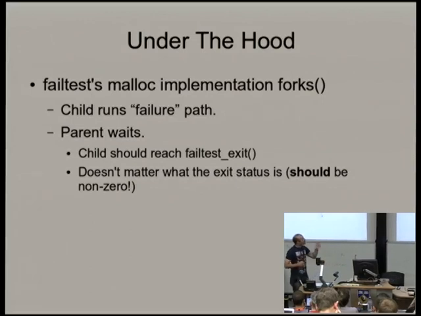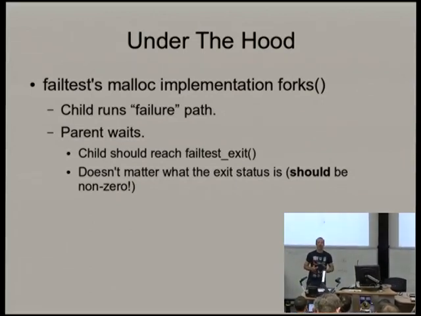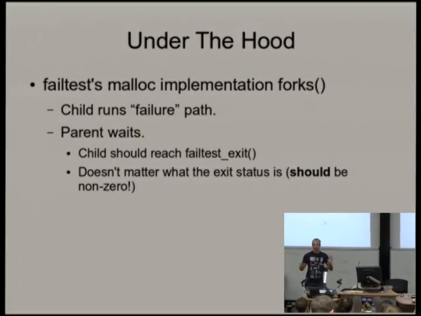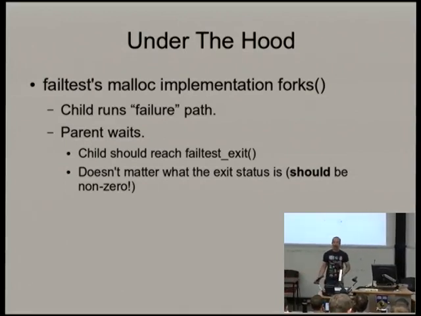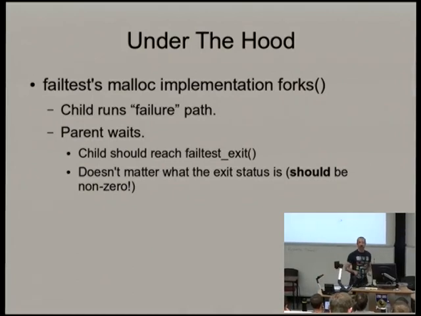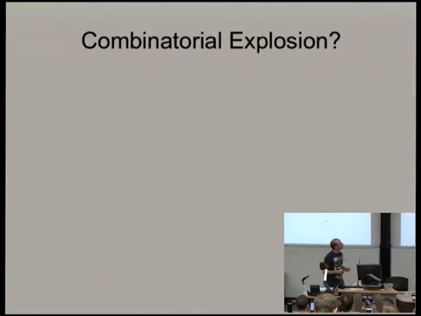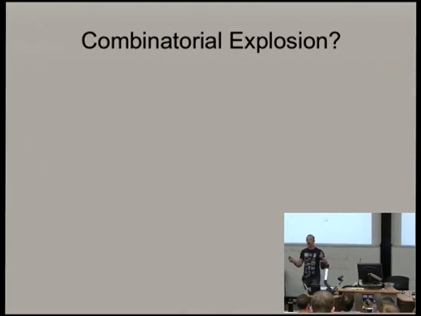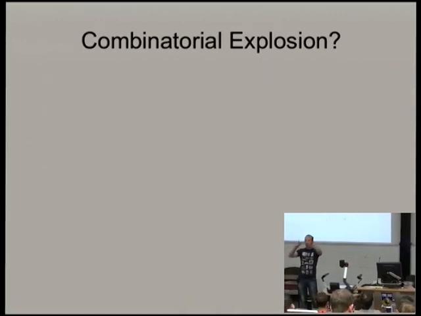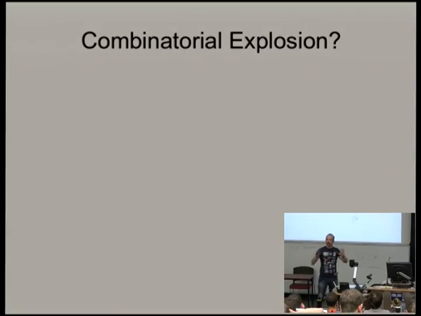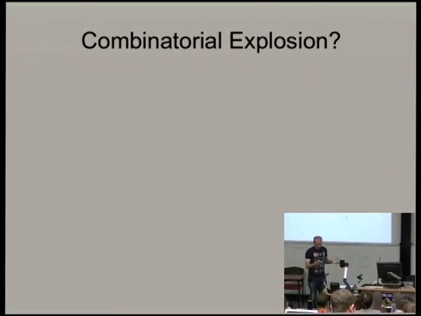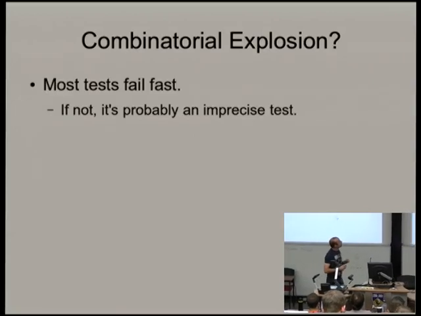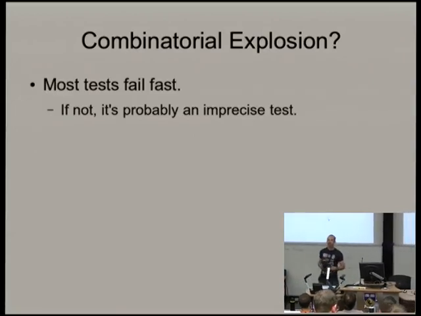Now, it doesn't matter what the exit status is. In fact, it should be non-zero. If you inject an error, you expect your test to fail. That's okay. The child can fail, but it must not die. It must not explode. So, of course, you're thinking combinatorial explosion. If we run down every path where we fail every test, we've got 10 tests, that's 1,024 different possibilities. That combinatorial explosion doesn't quite happen because most tests fail fast.